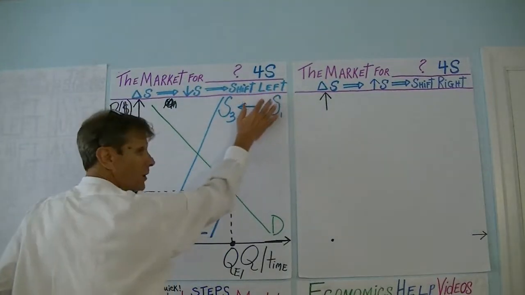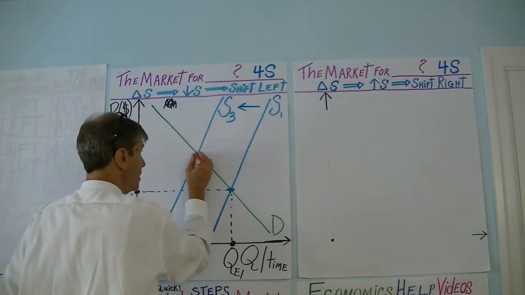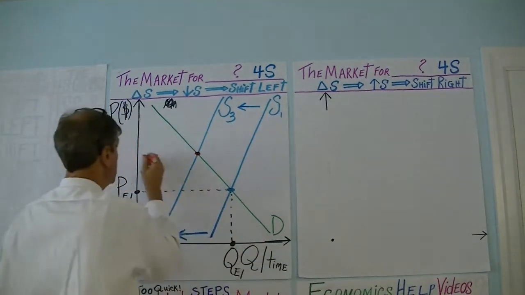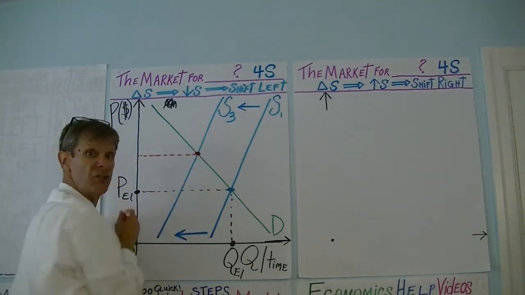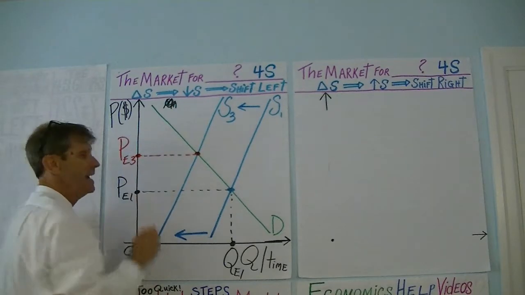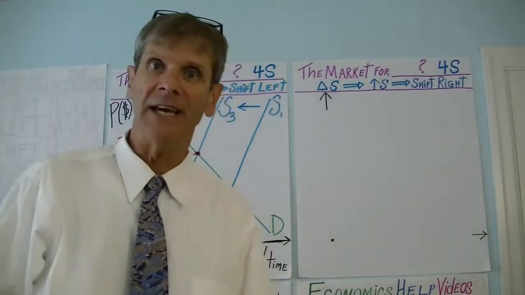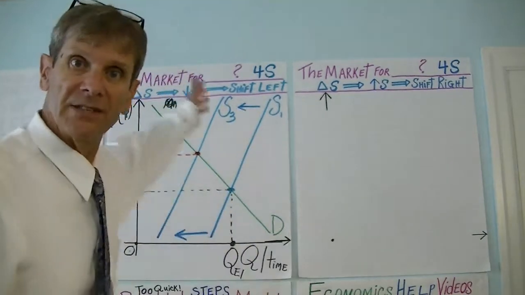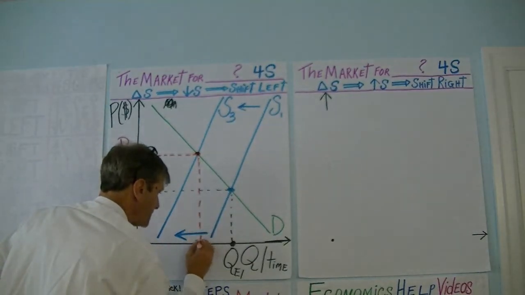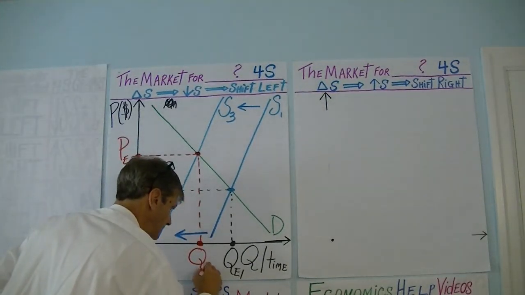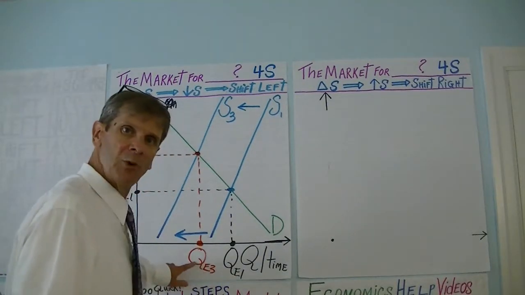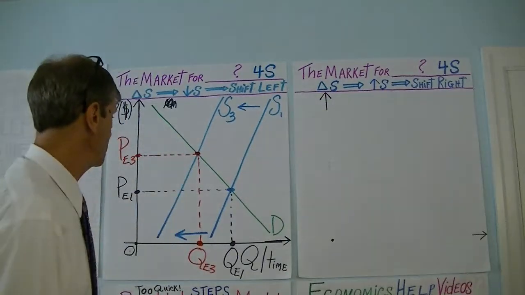We have to pretend S1's not there, so we have a new equilibrium, or intersection, of S3 and the main curve D. So we go perpendicular from that intersection, and that's PE3, equilibrium price 3, since it's coming from supply curve 3. And then what do you think is going to happen down here? You got it already, right? Equilibrium quantity 3, coming from supply curve 3.